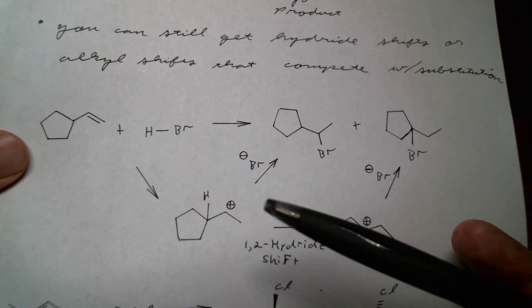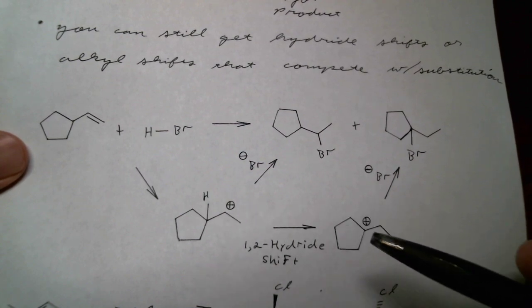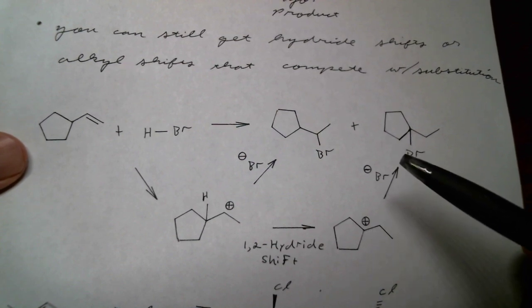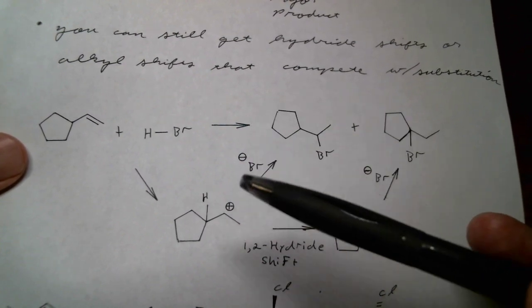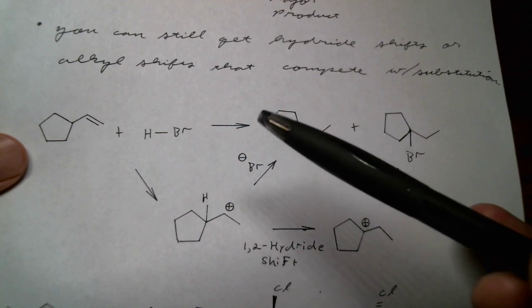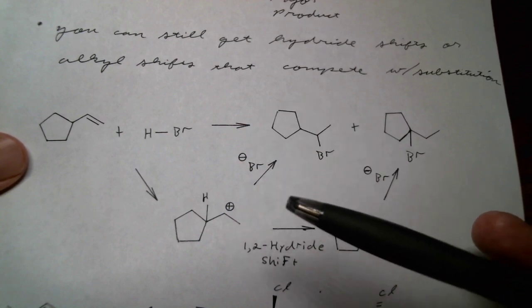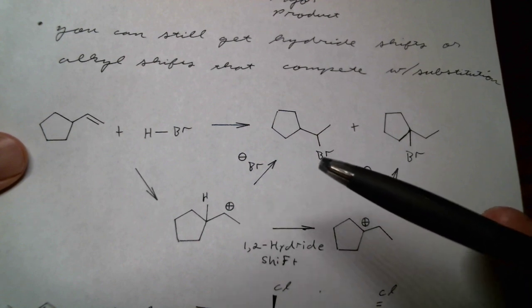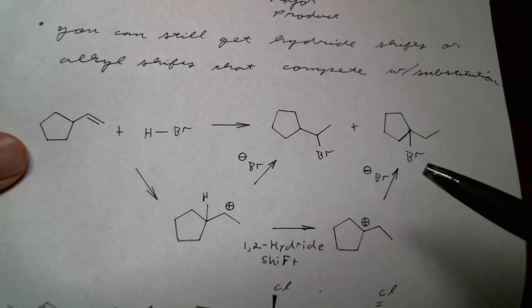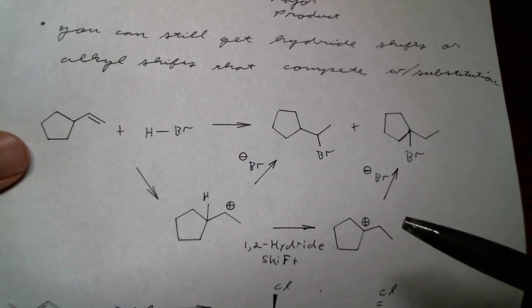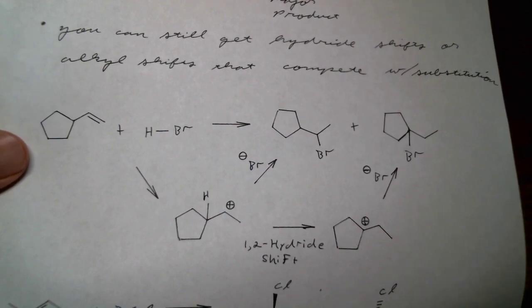You could get a 1,2 hydride shift to get to the more stable tertiary carbocation, which could then be substituted. We wouldn't necessarily expect a lot of this product where bromine has substituted that secondary carbon because of these alternative carbocation rearrangements, such as 1,2 hydride shifts.